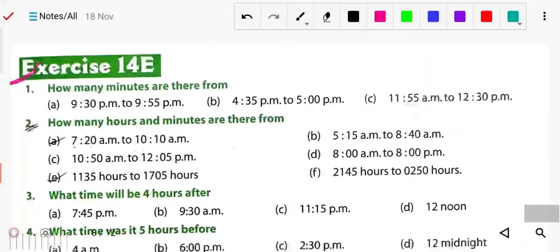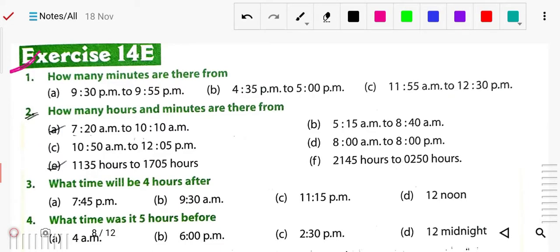Here is the first question: how many minutes are there from, so how many minutes we have to find out. Suppose question number B, I will solve 4:35 p.m. to 5 p.m. How many minutes between these two, that we have to find out. So let's do it.